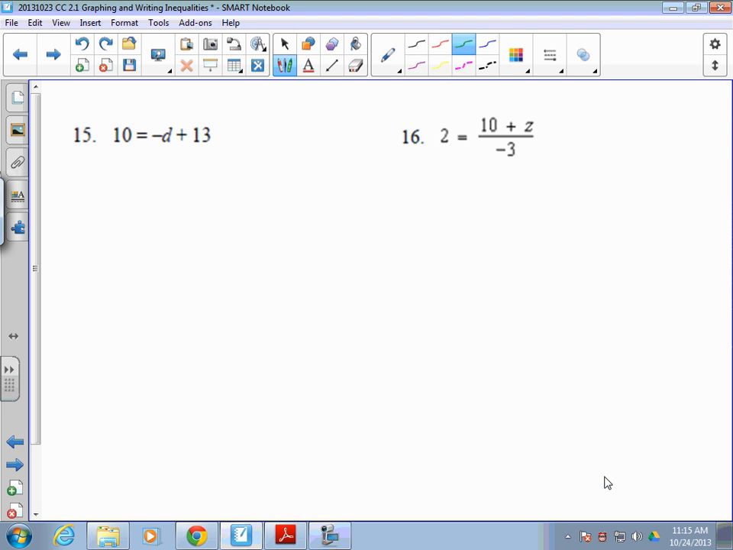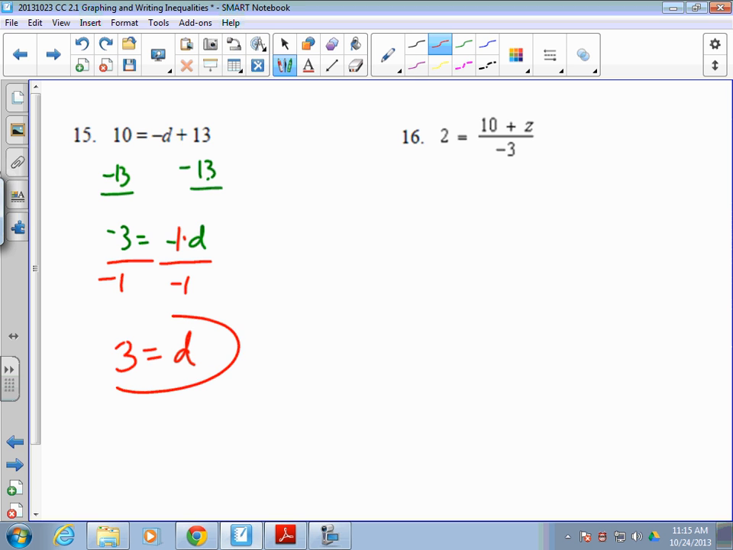15 says d equals negative 10 plus 13. Get rid of plus 13 by subtracting it. Do likewise on this side. 10 minus 13 is negative 3 equals negative d. That's the same thing as negative 1 times d. Undo that by dividing by negative 1. Do the same to the other side. A negative divided by negative is a positive, in this case 3d. D is equal to 3.